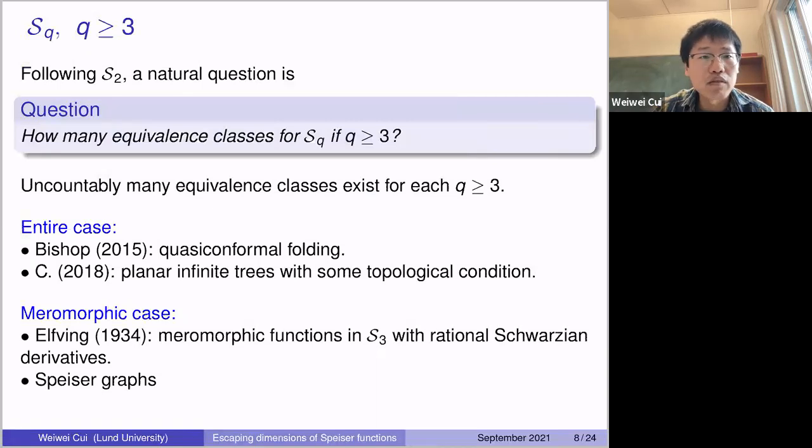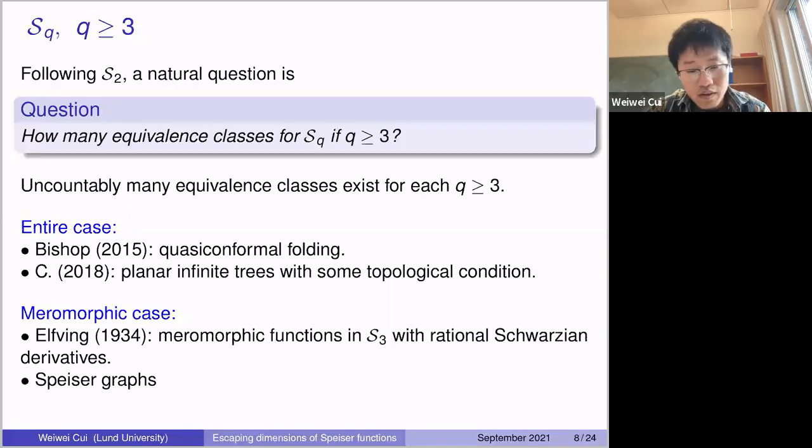But what happens if the number of singular values is bigger than 2? A natural question is how many equivalence classes there are for S_q if q is at least 3. The answer is quite clear: there are uncountably many such classes. You can see this for entire functions. Roughly, you are looking for entire functions with finitely many singular values. For this, you can resort to the quasiconformal folding technique, or you can consider some infinite planar trees in the plane satisfying some uniform topological condition. Each such infinite tree will correspond to an entire function with finitely many singular values, but you have uncountably many such trees, so you have uncountably many equivalence classes.